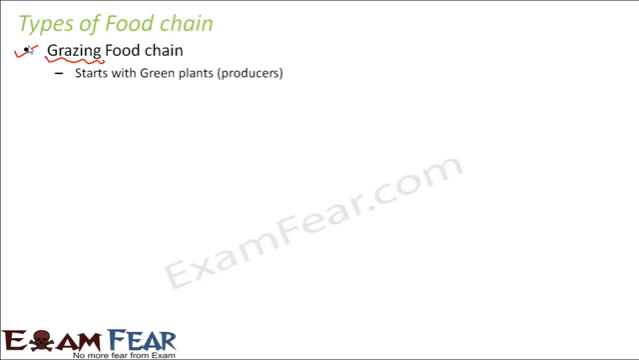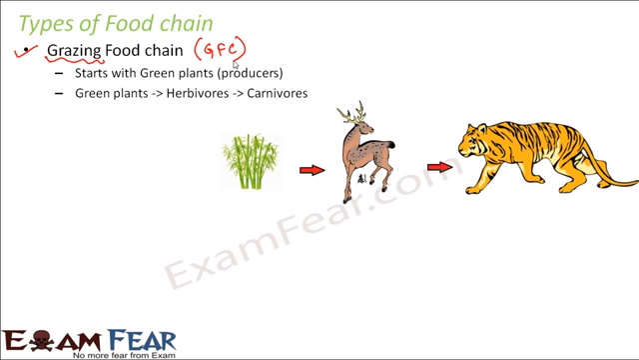The grazing food chain starts with green plants, that is the producers. That is why we have associated the term grazing with it, because a lot of animals will be dependent on plants for their food. So basically a lot of animals will be grazing on plants. That's how the name came, grazing food chain, which is often written as GFC. Here the grazing food chain is somewhat like this.